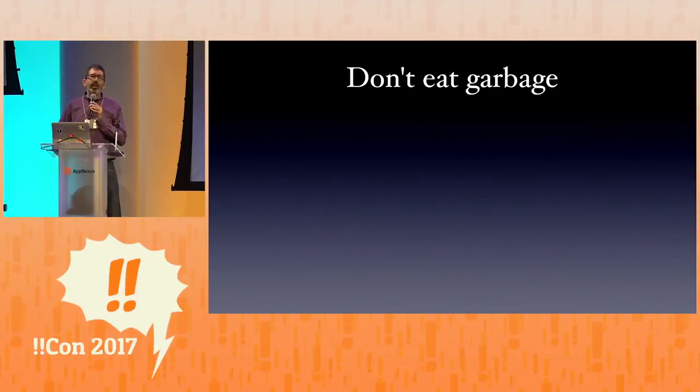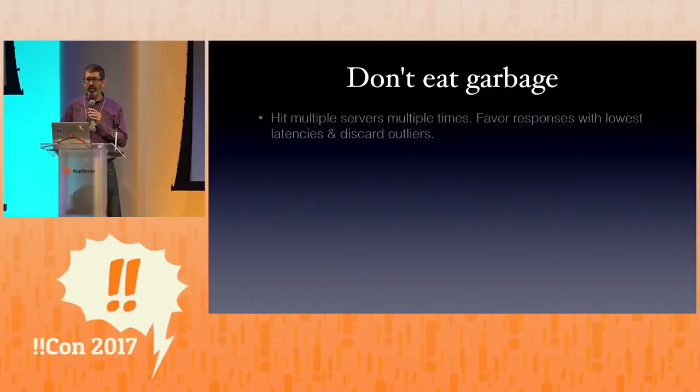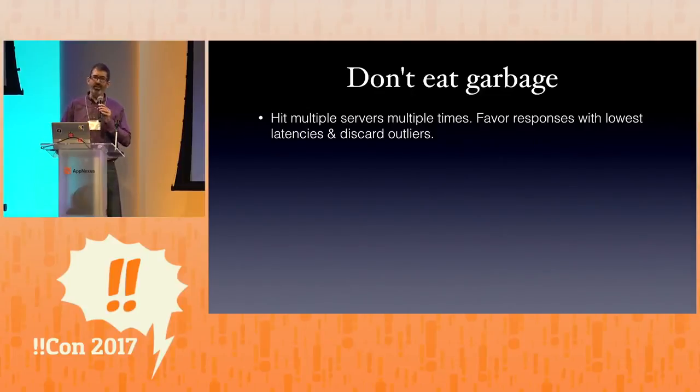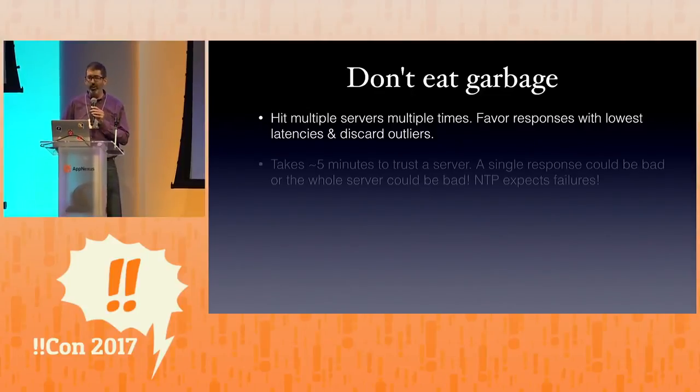Last step is don't eat garbage. This is a good rule of thumb in general, but NTP, remember, it was from 1981. The premise that in 1981 you'd have reliable hardware and reliable network and reliable everything would be insane. They knew this was going to happen. So NTP says hit multiple servers multiple times. Favor the responses with the lowest latencies and discard statistical outliers. So if one of the servers or one of the responses says it's 1 million AD, you probably don't want to go with that one.